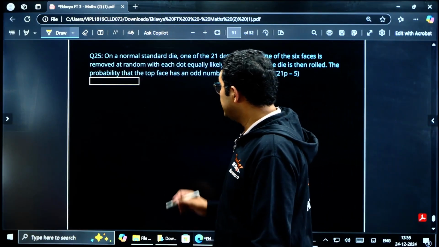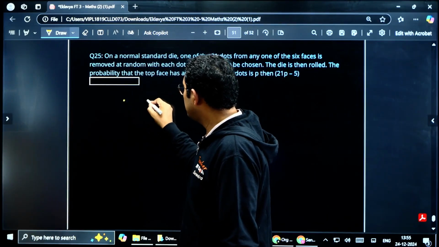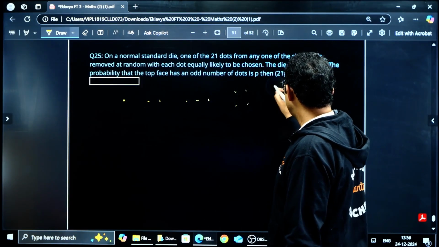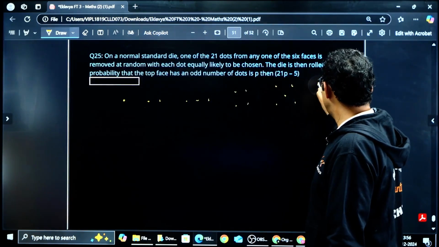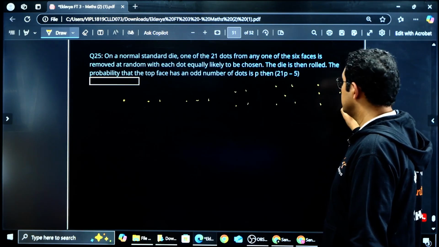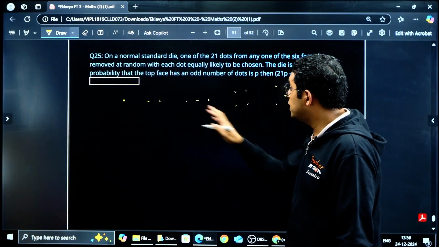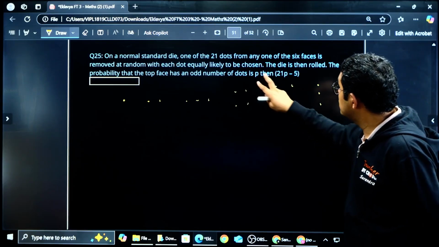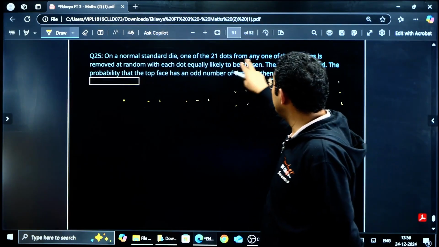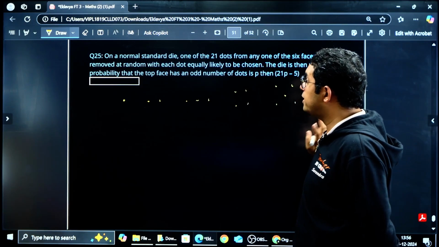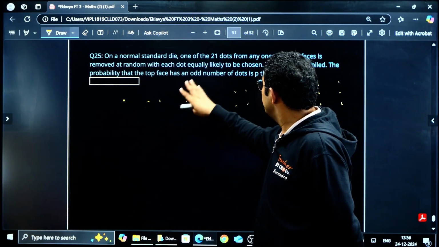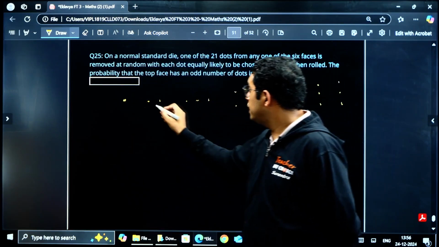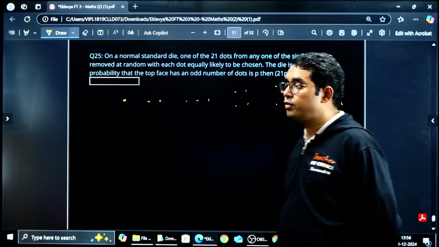Okay, so what they are saying is that we are having 1 dot, 2 dots, 3 dots, then 4 dots, 5 dots like this, then 6 dots like this, on the faces of a dice. These are a total of 21. You can check. Now we have to choose one of the 21 dots from any one of the 6 faces to be removed at random. So any dot is equally likely to be chosen. Suppose this dot is chosen, its probability will be 1 upon 21. For this also 1 upon 21, for this also 1 upon 21, like that.